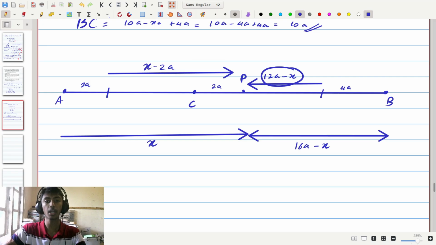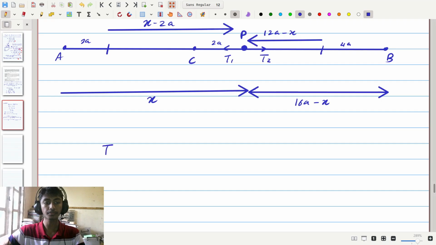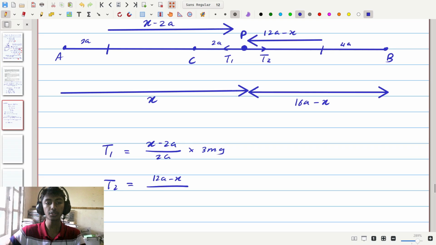Now given this, at this point the particle P is going to experience a tension in this direction and this direction. Let's say the tension of S1 is T1 and the tension of S2 is T2. Now given this, we can find the values of T1 and T2. So for T1, the extension is going to be x minus 2a, divided by the natural length of 2a and multiplied by the modulus of elasticity of 3mg. As for T2, the extension is going to be 12a minus x, the natural length is 4a, and we are going to multiply by 4mg because that's the modulus of elasticity.